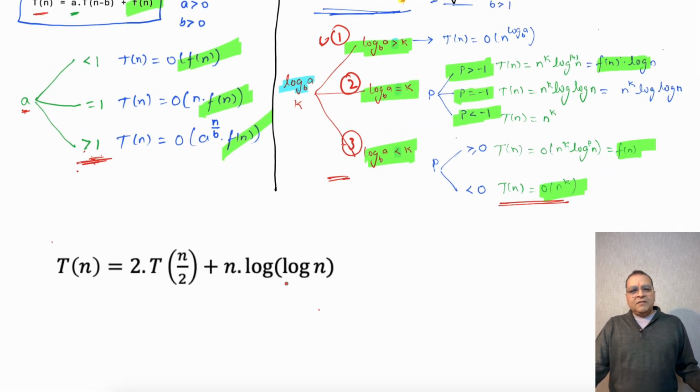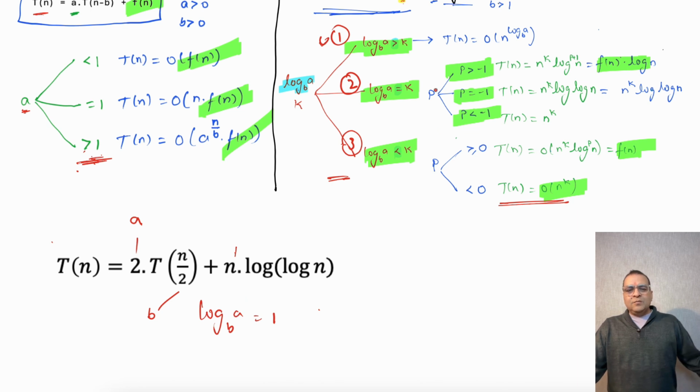Let's say the equation given to you is like this. In this case, a is 2, b is 2. Therefore, log of a to the base b is 1. Log of 2 to the base 2 is 1. And k is also 1. Therefore, this is the second case.